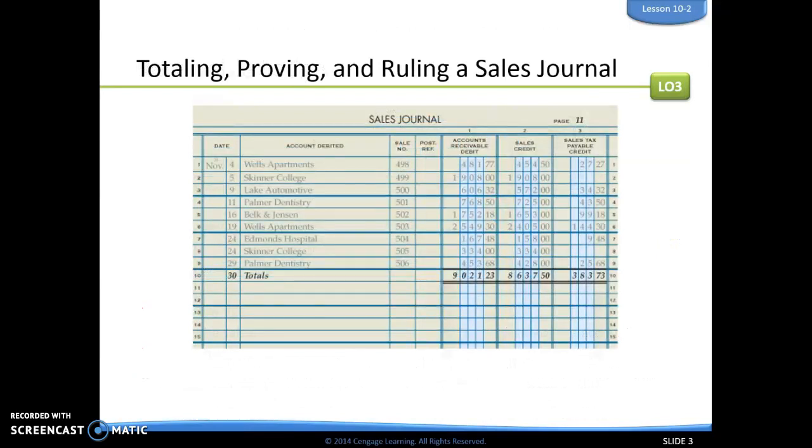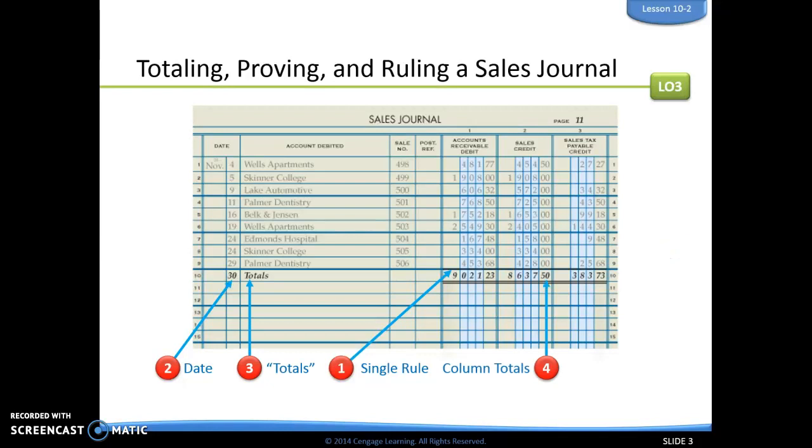Okay, next we need to total, prove, and rule the sales journal. So again, we will single line rule. That tells us that we're going to total up those columns. We're going to put in our date of the 30th, label that as totals. Then we're going to add up our columns and write in our totals. Once we make sure that our debit equals our 2 credits, we then will double line rule.